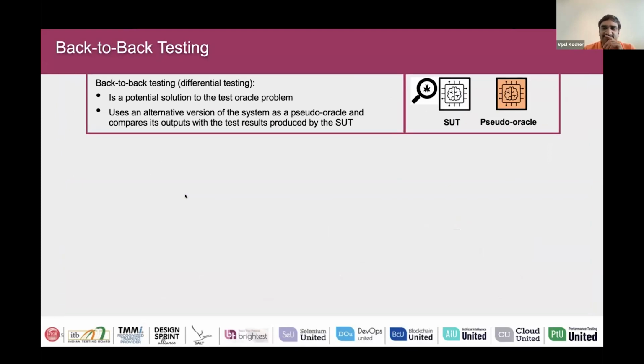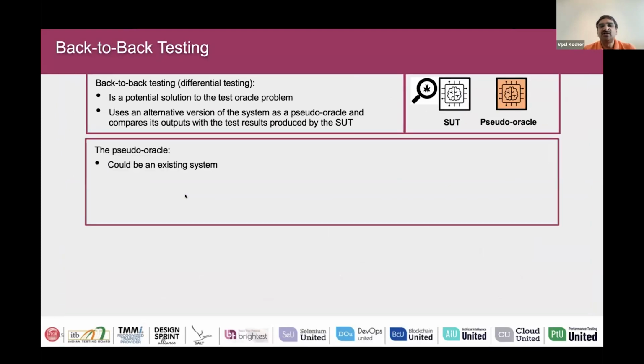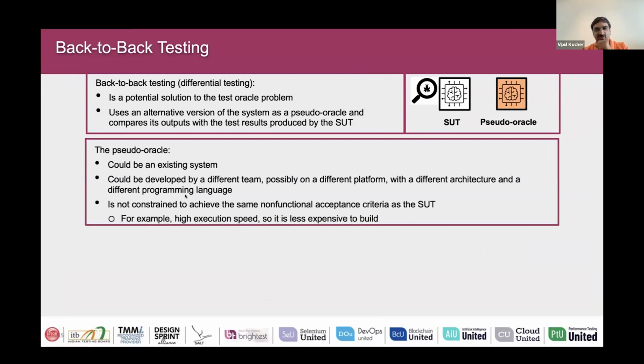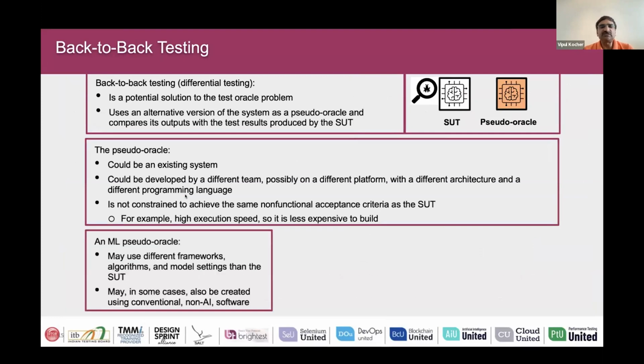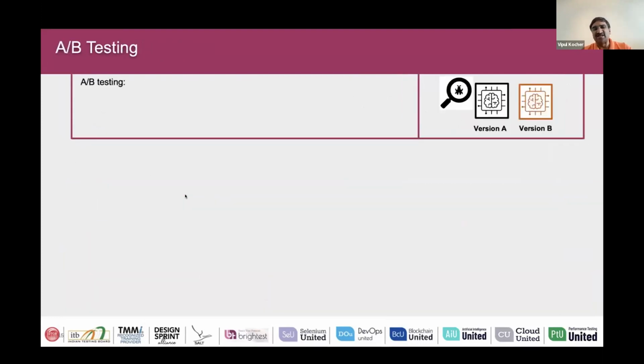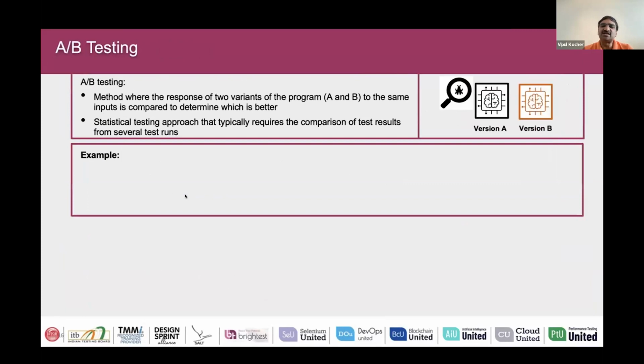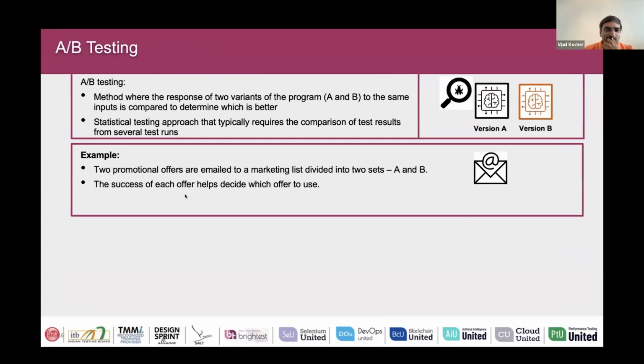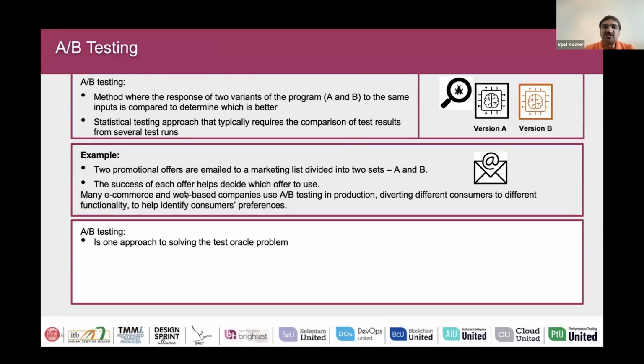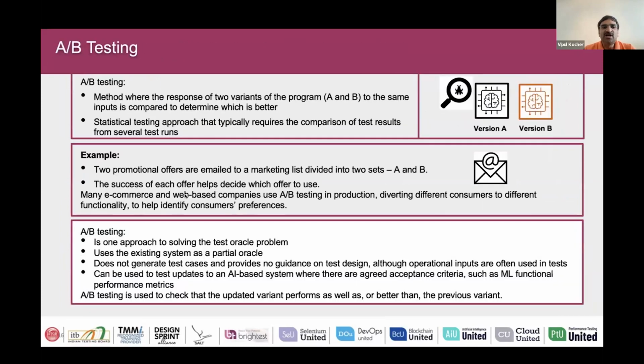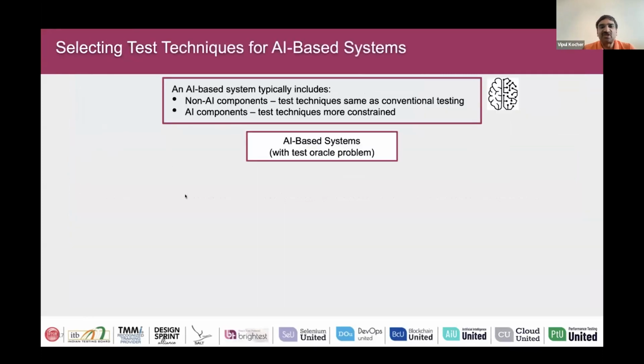Then there's back-to-back testing. You create a pseudo oracle and then compare the result of your ML system with a pseudo oracle system. And you can look at the slides later. Then you have A/B testing, which is again a statistical technique, nothing new, but you can use that for machine learning testing also. And one technique that is not described here is the linguistic analysis-based method, which I developed. I will give you a link for that, and I'm 100% sure you'll find it very interesting.